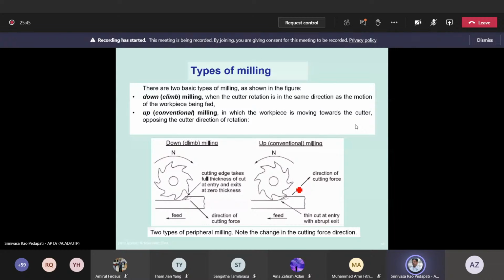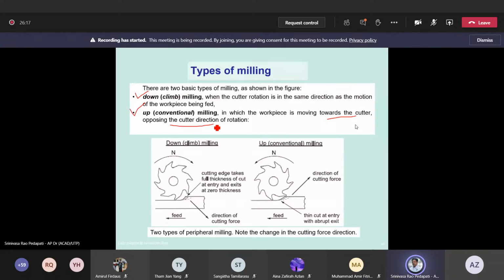Then there is the type of operation, how we are operating the milling cutter. Based on that, we have a classification called up milling and down milling. So basically, the broad classification of milling is down milling and up milling. What is up milling? Up milling, also called conventional milling, is one in which the workpiece is moving towards the cutter, opposing the cutter's direction of rotation.